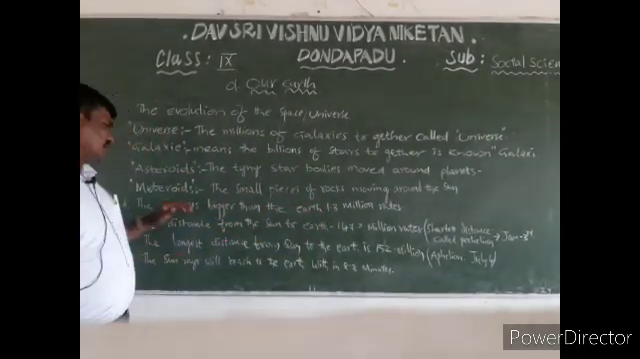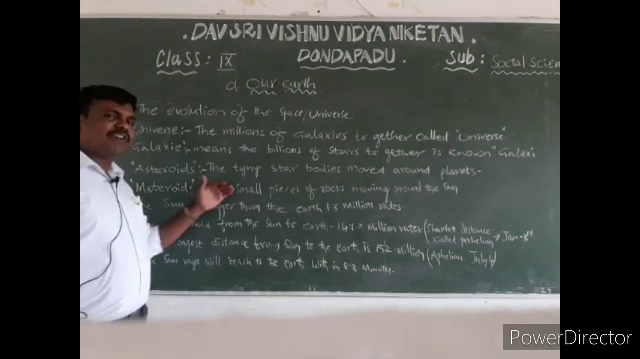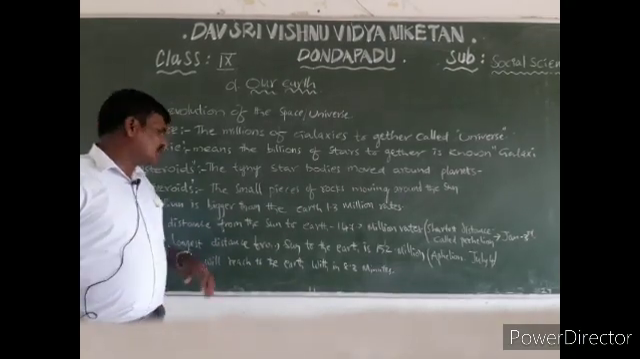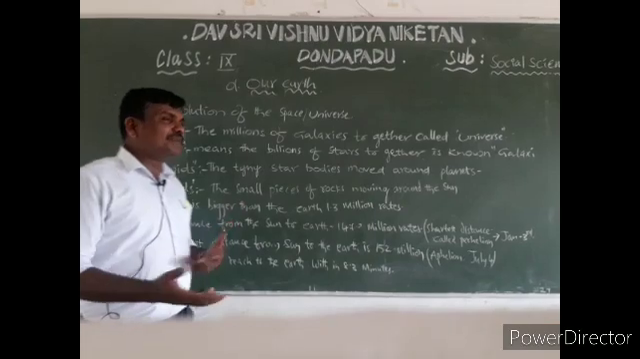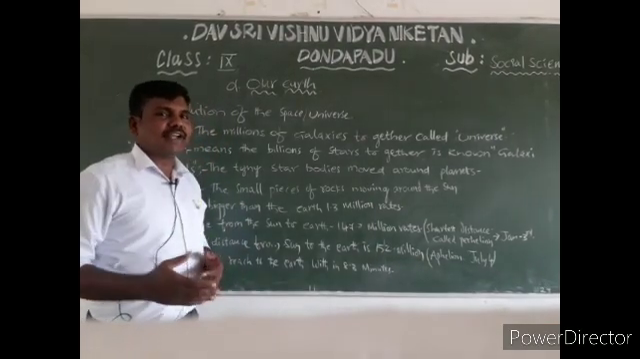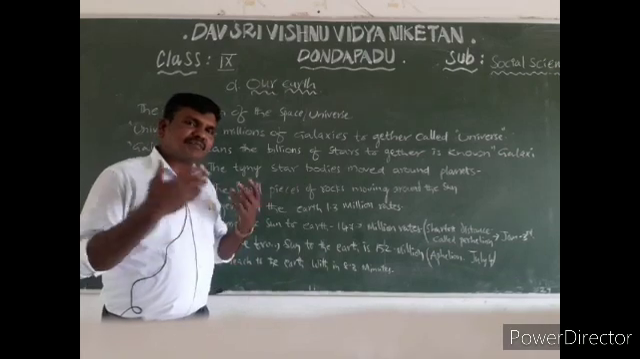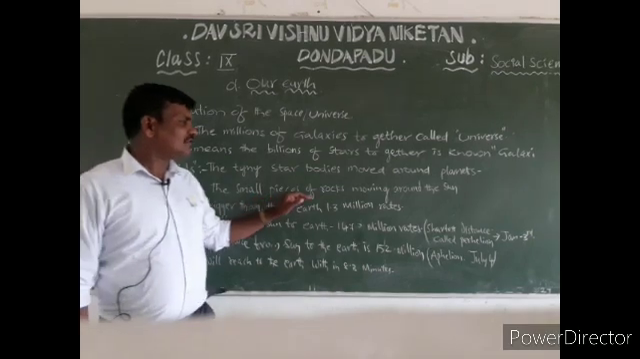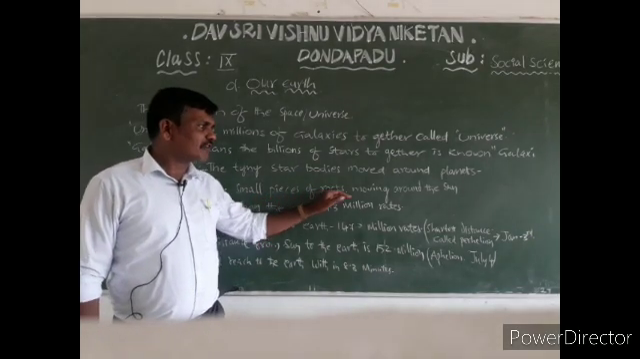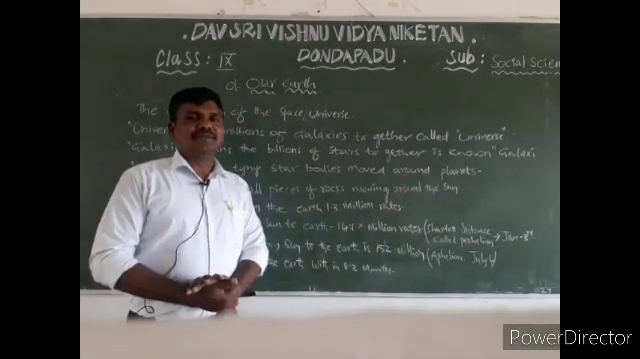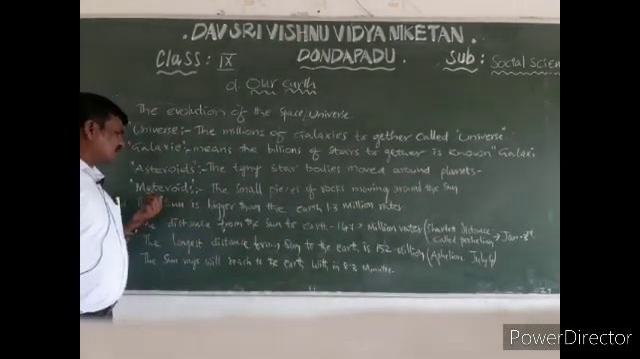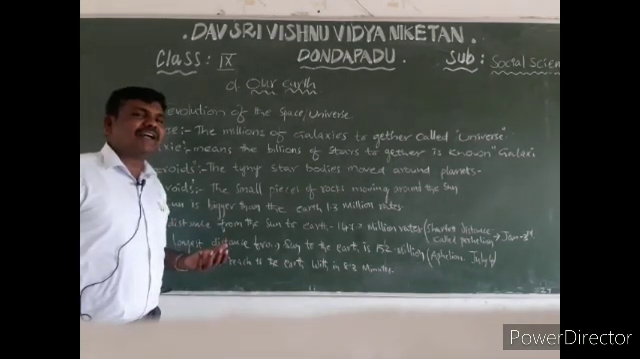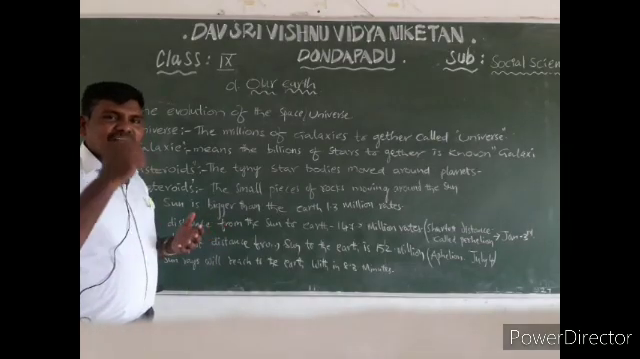What is meant by meteoroids? Generally we will get this type of terms in geography, so let me introduce these words. Meteoroids are also broken pieces, small pieces of rocks moving around the sun. These are known as meteoroids.